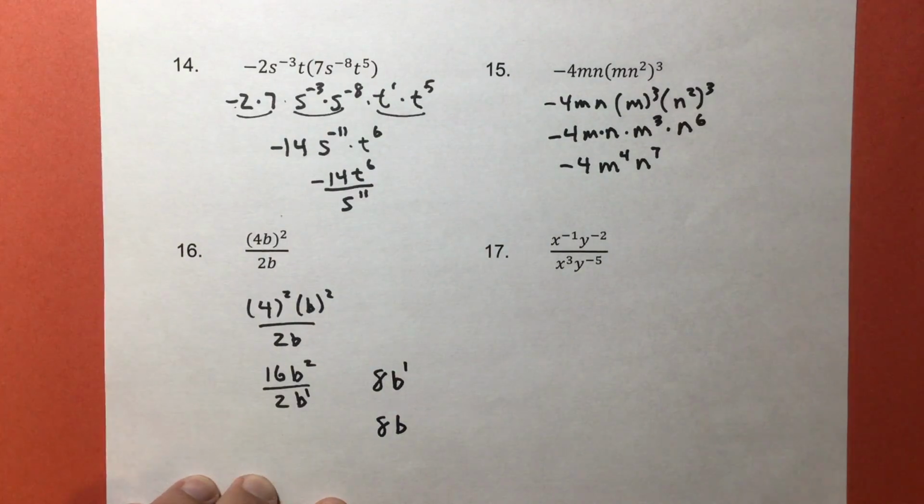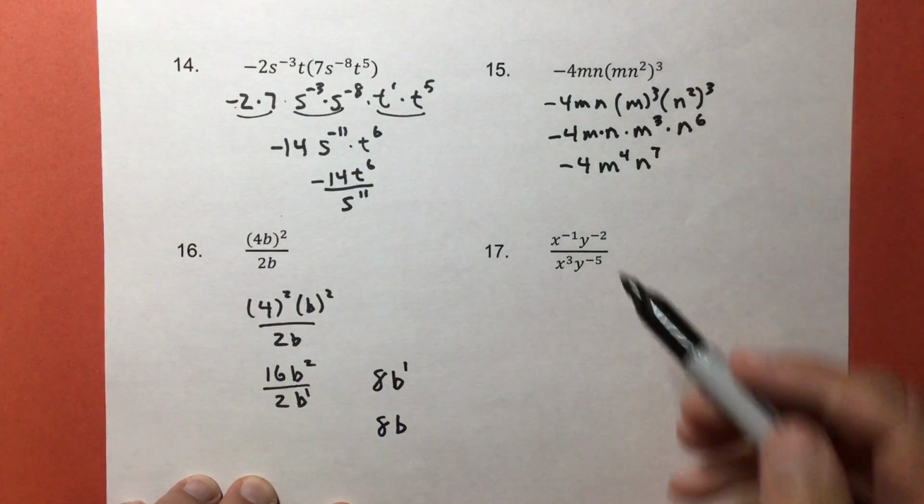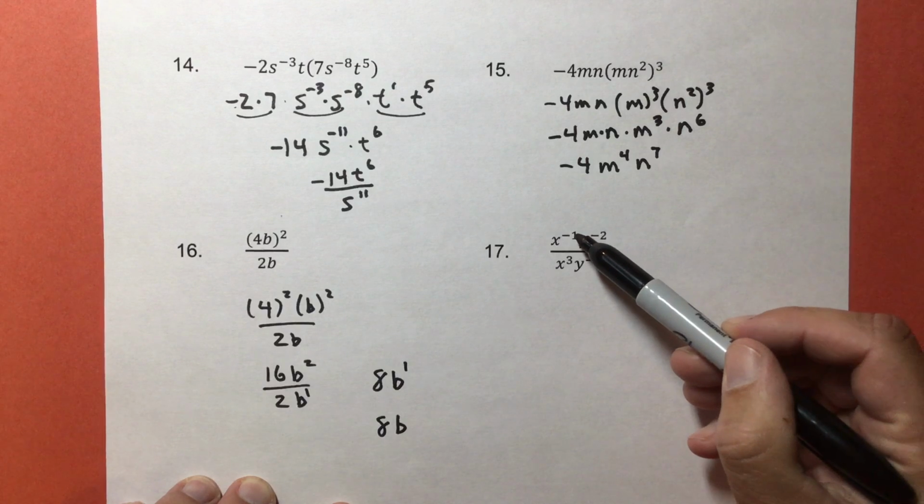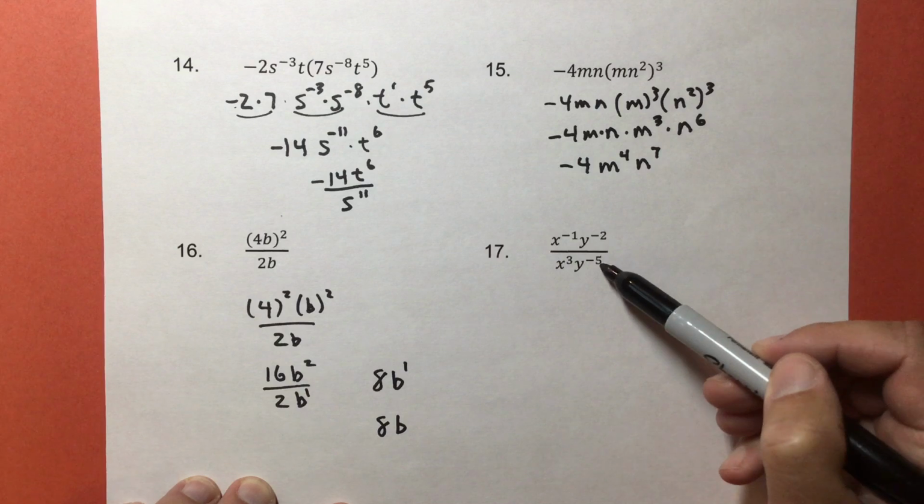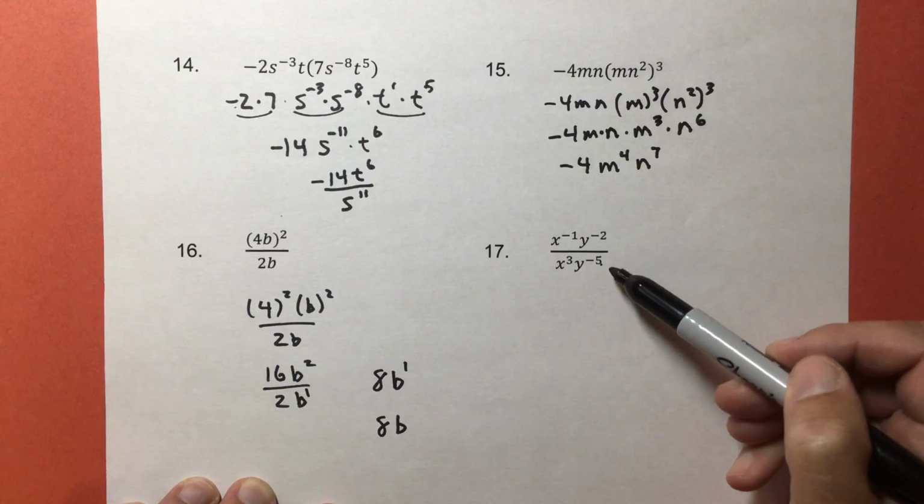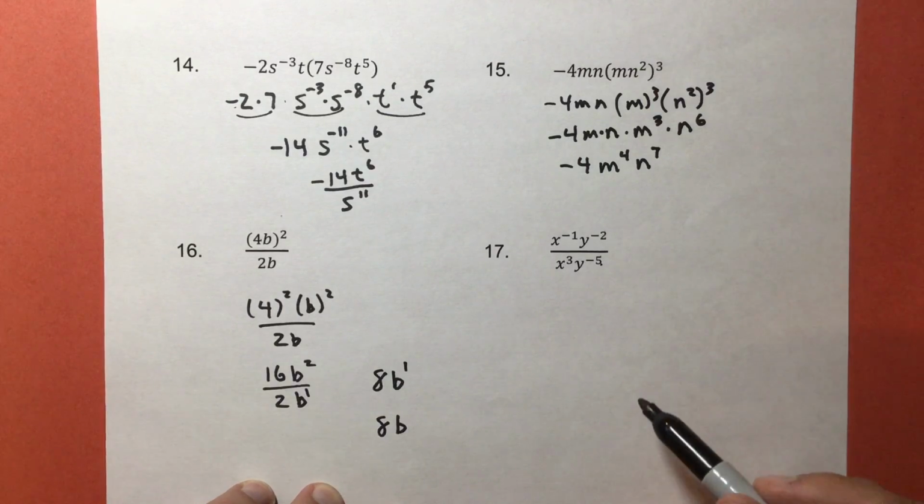And finally, problem number 17. We've got negative exponents in the top. We know that that means reciprocal, so they actually move down to the bottom. These are in the top. What happens if I have a negative exponent in the bottom? This is confusing. So let's go back to what our properties are.